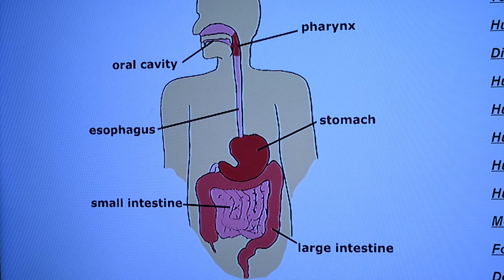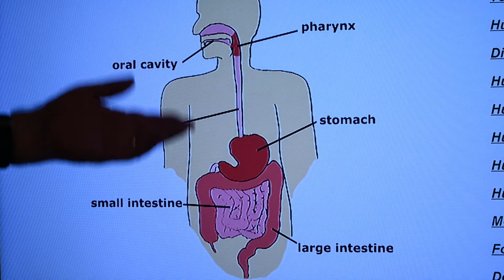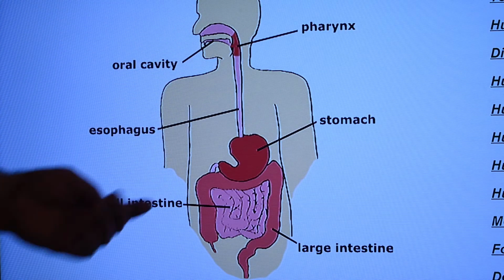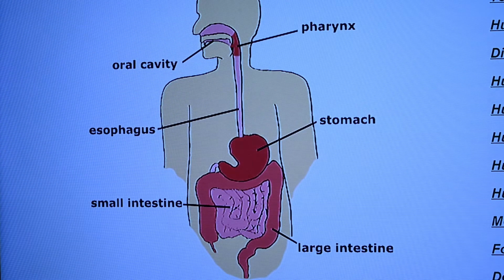Some other terms used there for the digestive system. So we're going to go through this in a sequential way. We're also going to introduce some other parts. Let's go to those next.